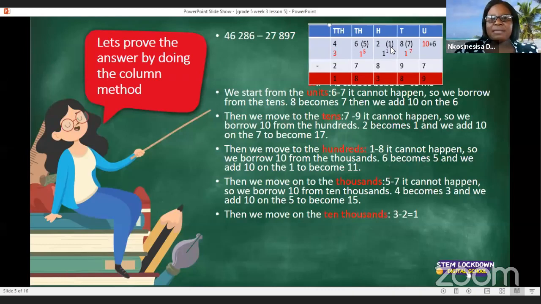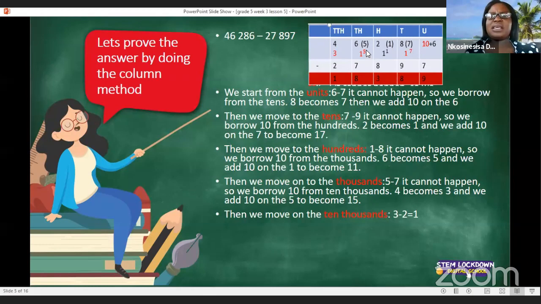We left with 1 because we borrowed. Now we say 1 minus 8. 1 minus 8, it cannot happen. So what do we do? We have to borrow from the thousands. On the thousands, we have 6,000. We borrow. Now we are left with 5. And then the one that we borrowed, we put it here. And now we have an 11. 11 minus 8 gives us 3.